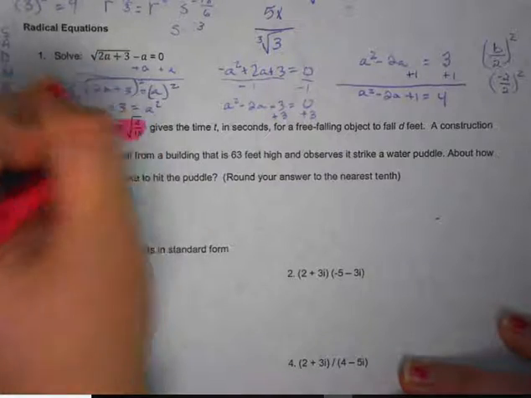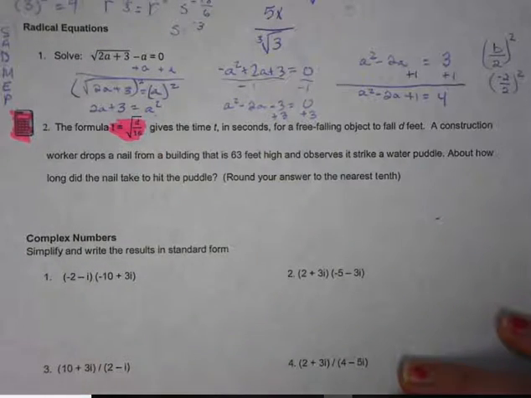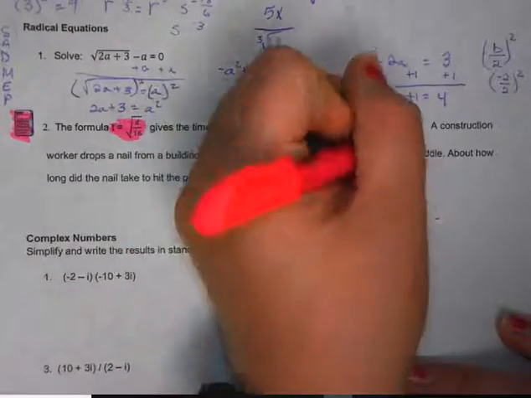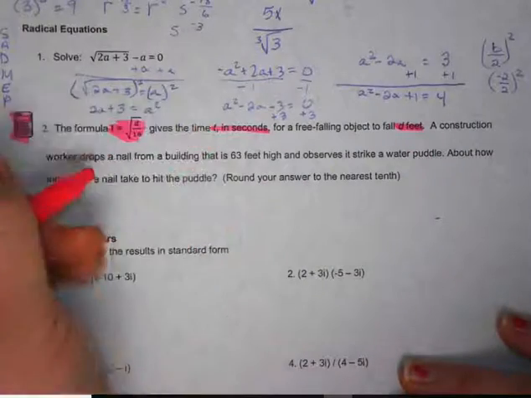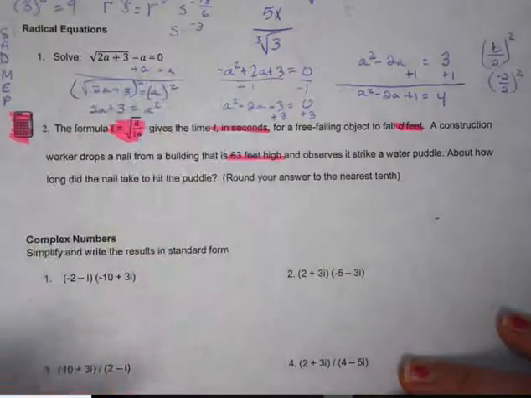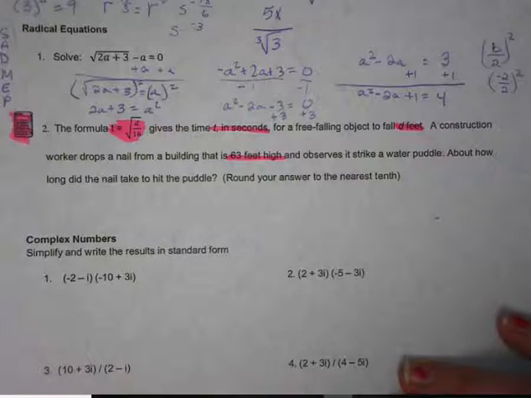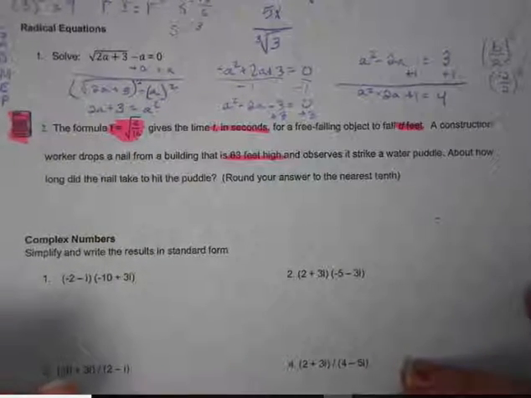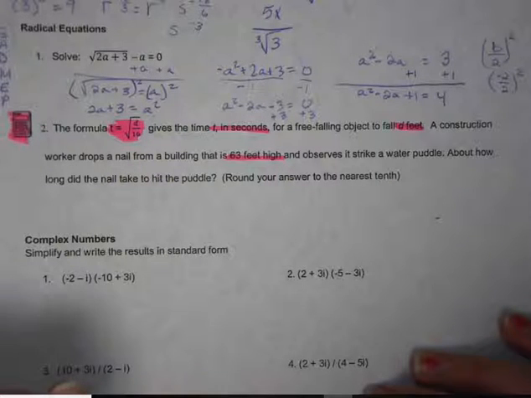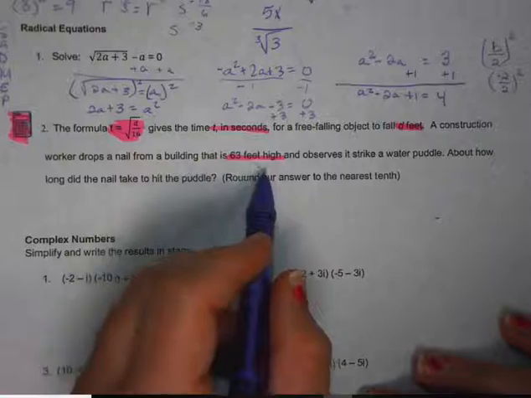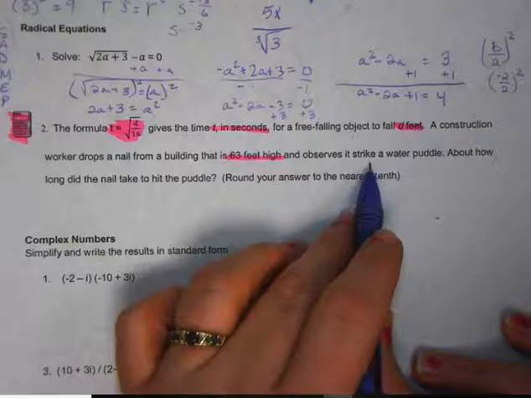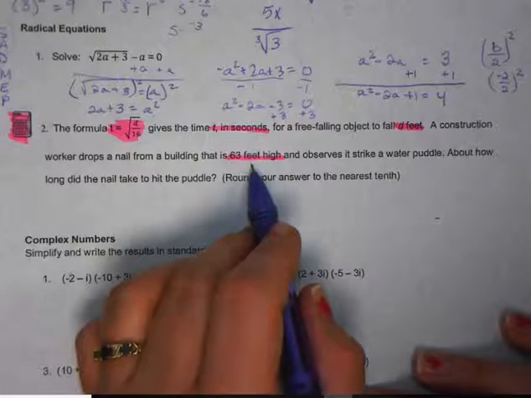We have t is equal to the square root of d over 16, which is the time t in seconds for a free-falling object to fall d feet. So we have a 63 feet high drop, and when it strikes the puddle. Previously we've had this problem where somebody dropped a coffee off the balcony and within 5 seconds it had spread all over the floor. However, we don't care about when it spread all over the floor. We only cared about when it hit the ground. So the same thing here. We don't care what happens after it hits the puddle, when the nail goes under the water, just when it hits the water level.